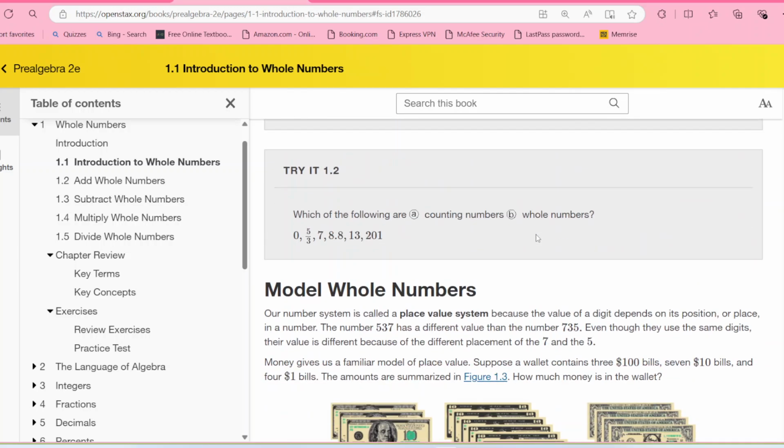Right. And next time I'll be reading through the section heading that's titled Model Whole Numbers.